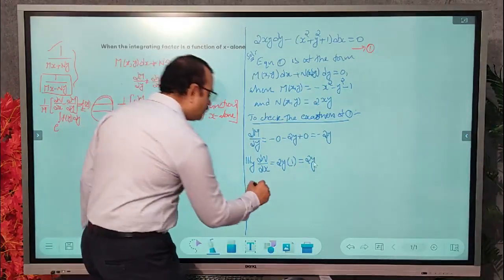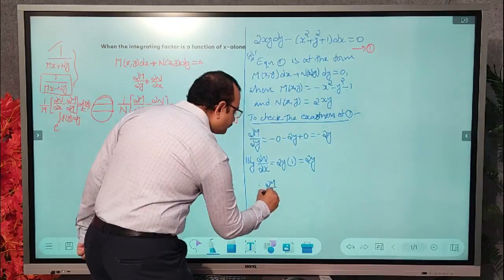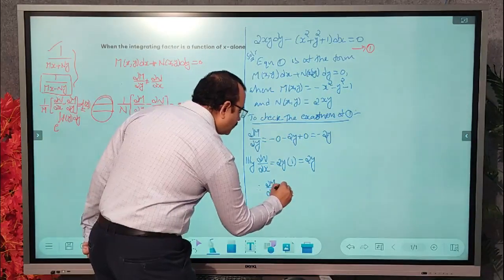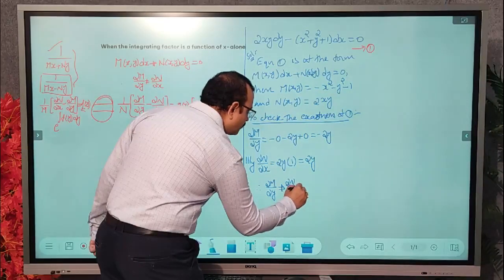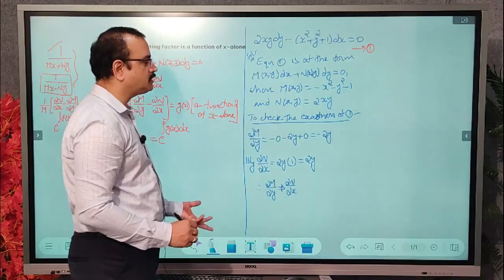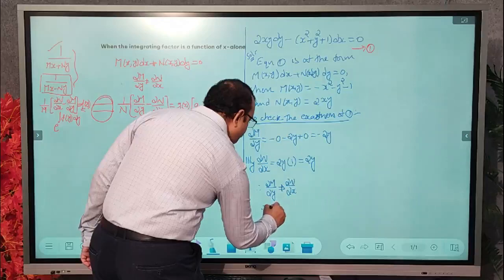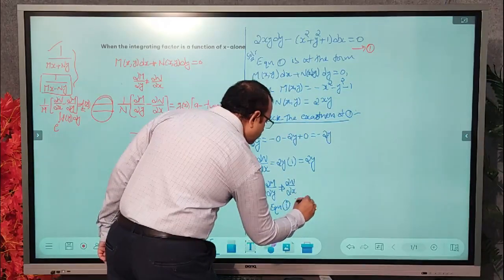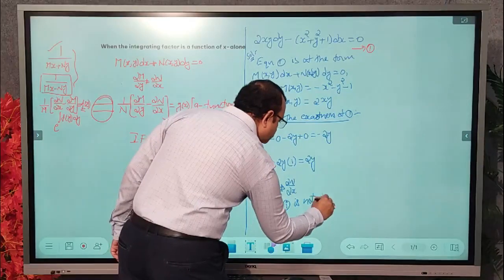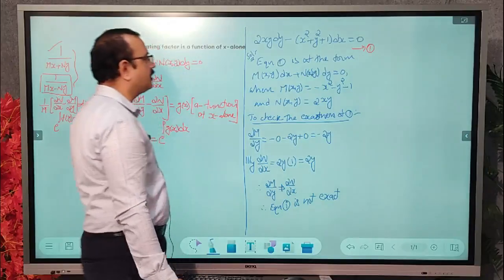Okay, now if we observe, here we got that ∂M/∂y is not equal to ∂N/∂x. So therefore we can conclude that equation 1 is not exact. You can write it. So therefore equation 1 is not exact, or is not an exact differential equation. Like that also we can write it.